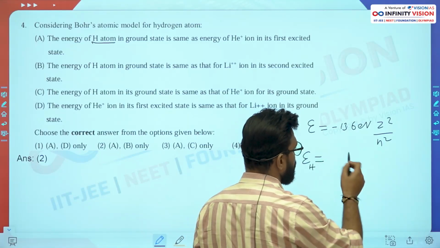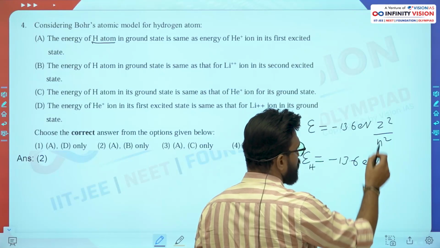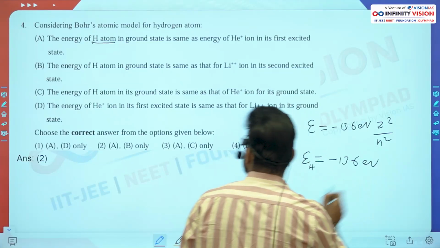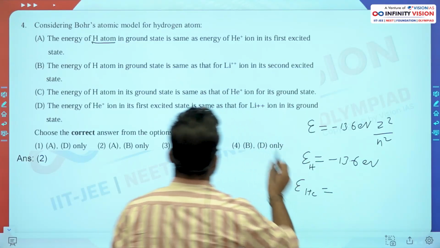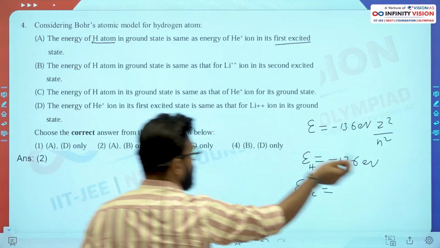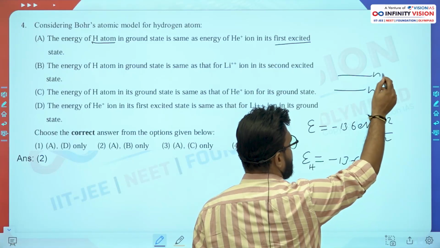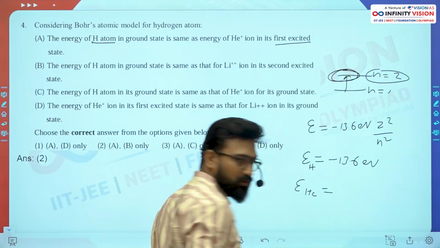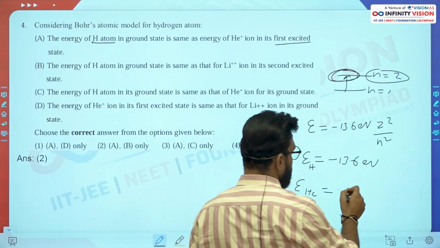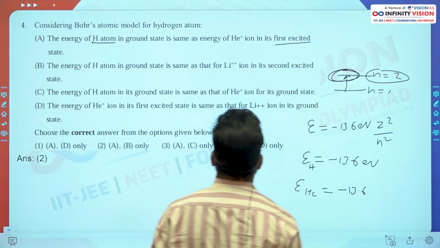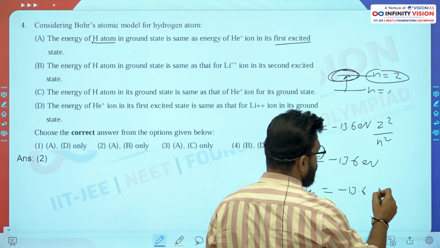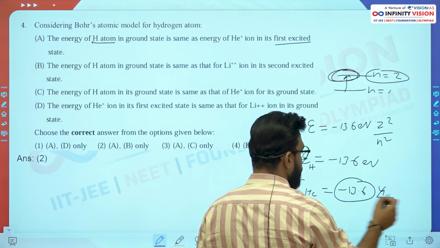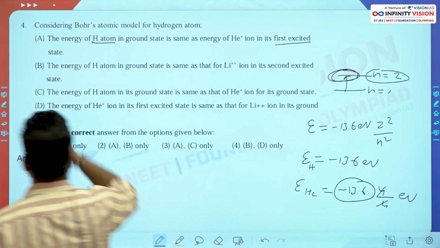Now at its ground state, the hydrogen atom has energy minus 13.6 electron volts, because for hydrogen atom the atomic number Z is 1 and for ground state n is 1. For helium in its first excited state, if the ground state is 1 and this is second, so this is your first excited state for helium, for which n would be equal to 2. So in first excited state, the atomic number of helium is 2, so the energy would be minus 13.6 times 2 to the 4 divided by 2 to the 4. So again, it is the same electron volt. So that means your first statement is correct.